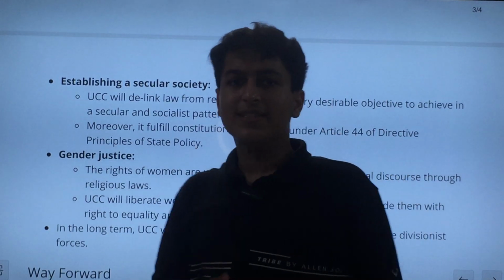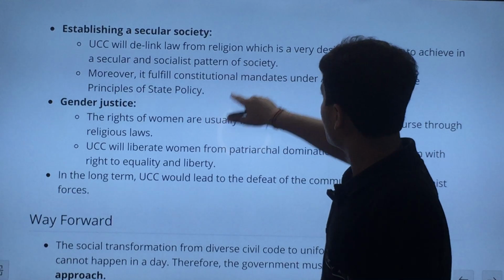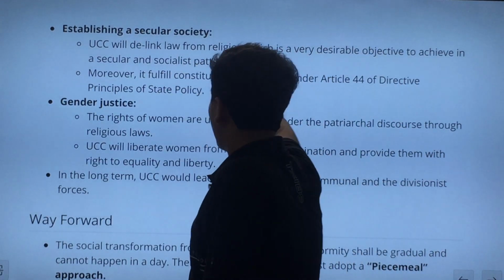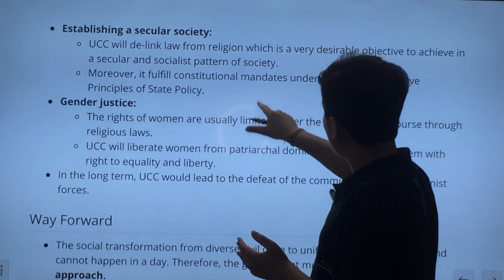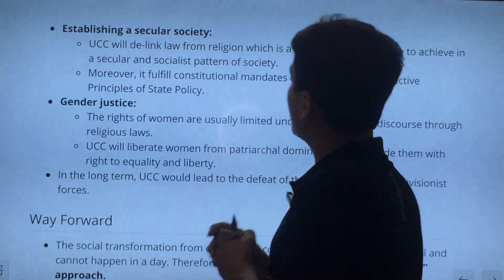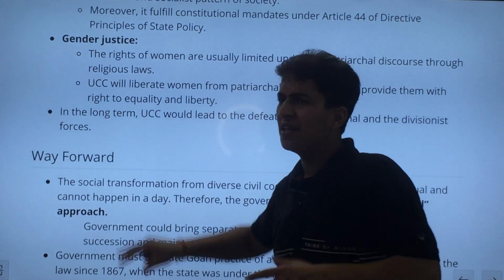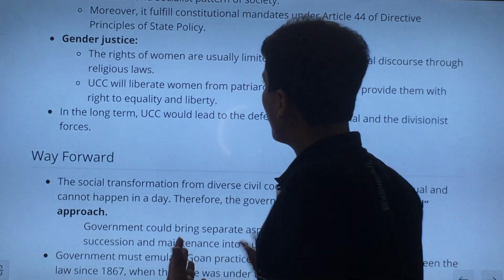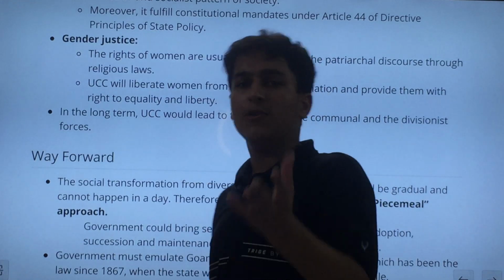There will be no discrimination, as well as the UCC will de-link laws from religion, which is a very desirable objective to achieve a secular socialist pattern of society. Moreover, it fulfills the constitutional mandate under Article 44, which is the directive principles of state policy. Then the rights of women are usually limited, and the family laws create discrimination. So in order to eliminate this discrimination and secure gender justice, we need to implement the UCC.